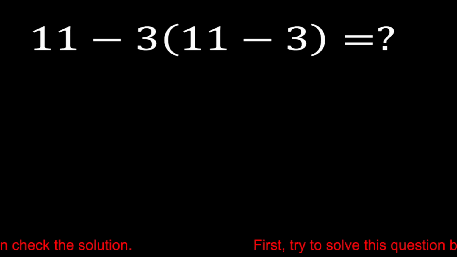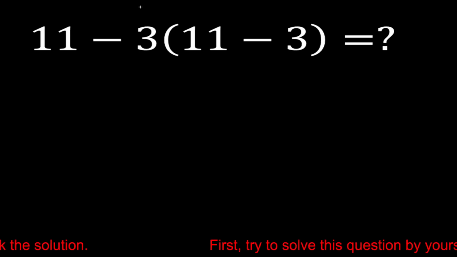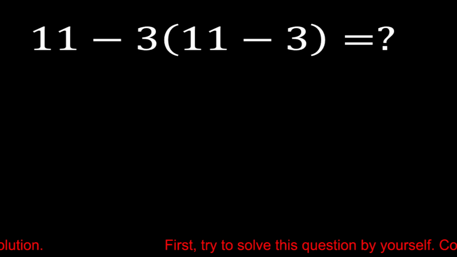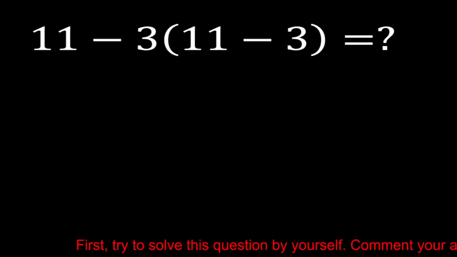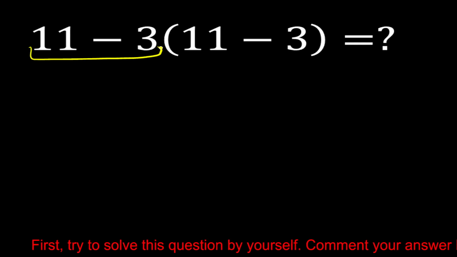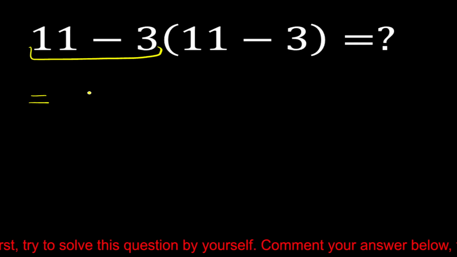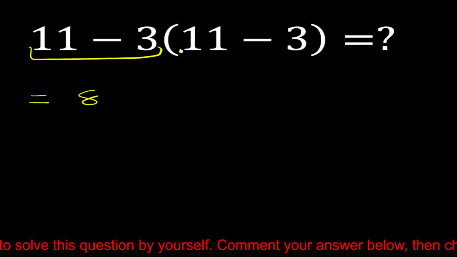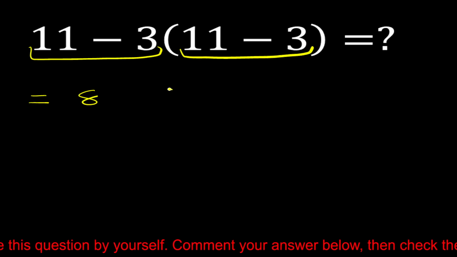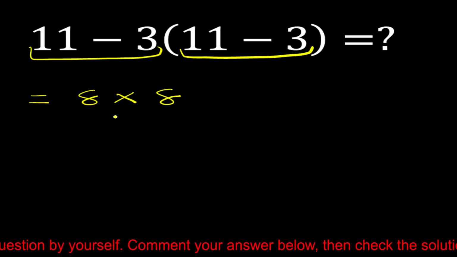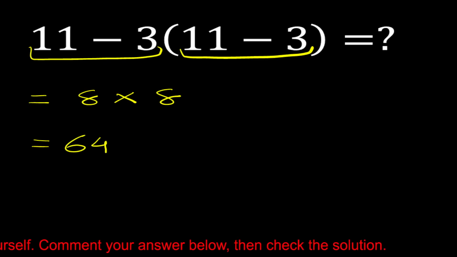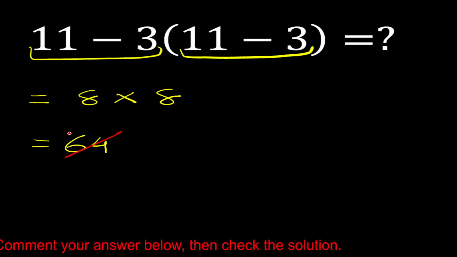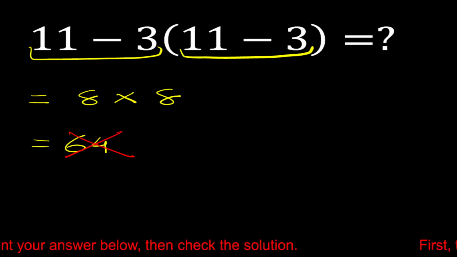So most people solve this question like 11 minus 3, okay, is equal to 8. Then again 11 minus 3 is equal to also 8. Now 8 multiply 8 is equal to 64. But here they are wrong because this answer is wrong.